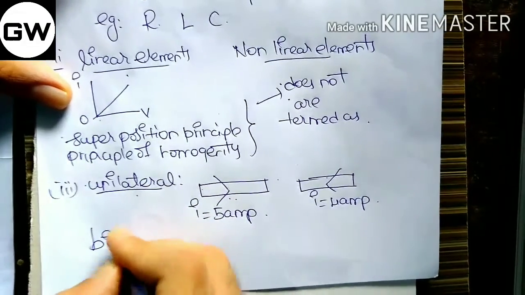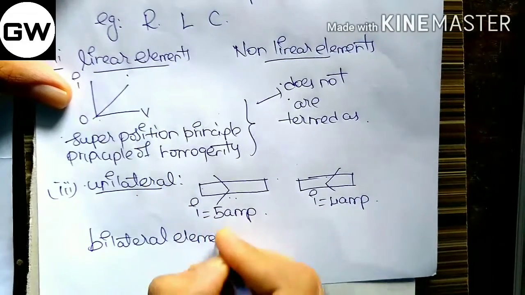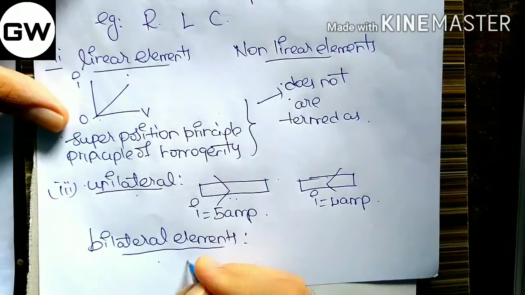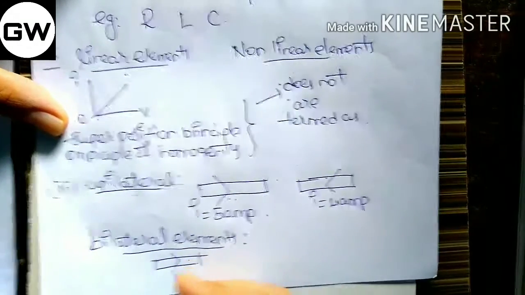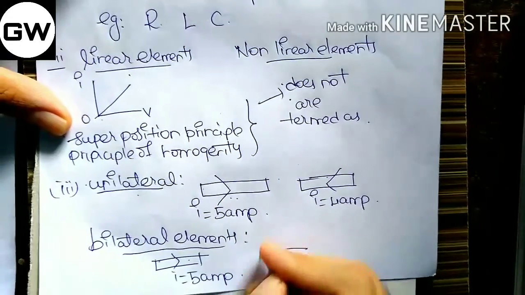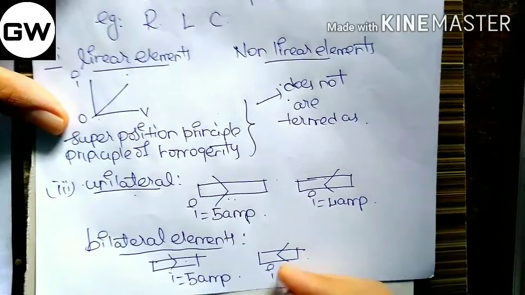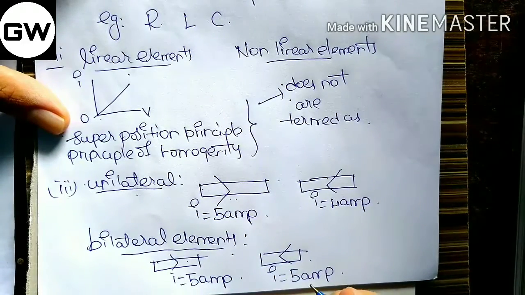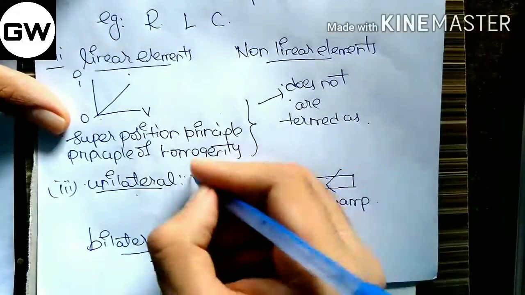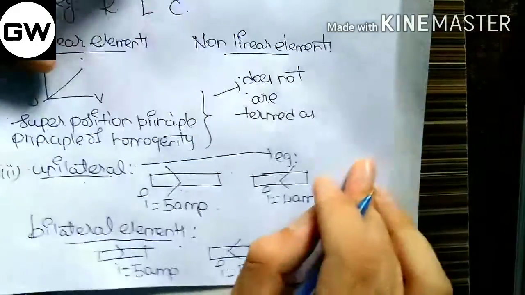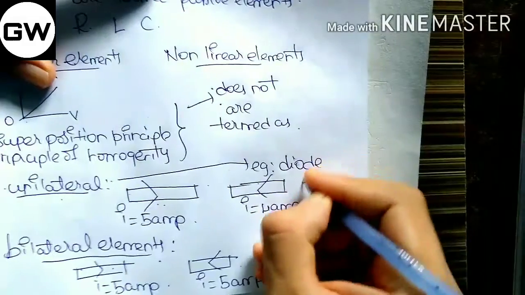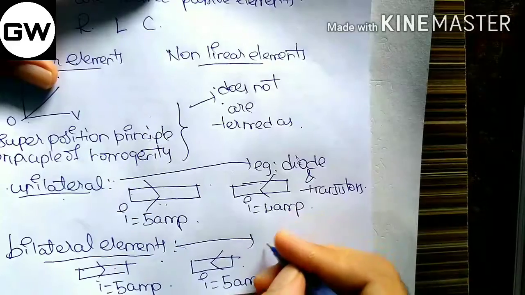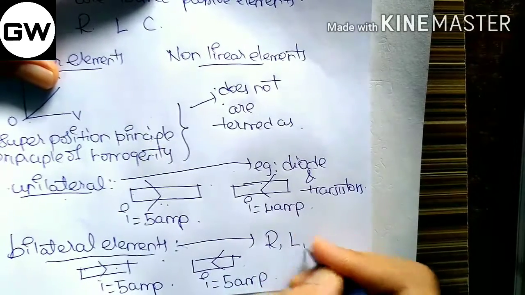Whereas bilateral elements are the elements for which the magnitude of the current is the same in both directions. For example, if in this direction the current is 5 amperes, then for the same element in the opposite direction also, the magnitude of the current should be 5 amperes. Then such elements are termed as bilateral elements. Examples of unilateral elements are diodes and transistors. Examples of bilateral elements are resistor, inductor, capacitor.